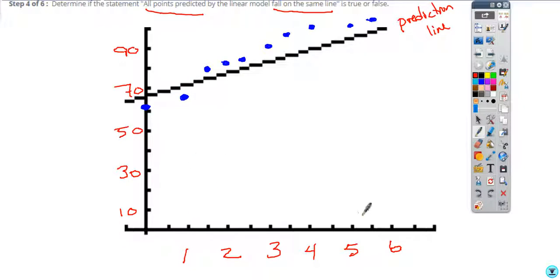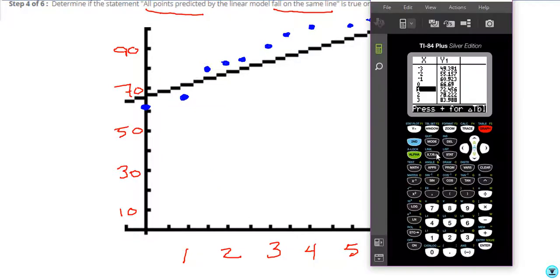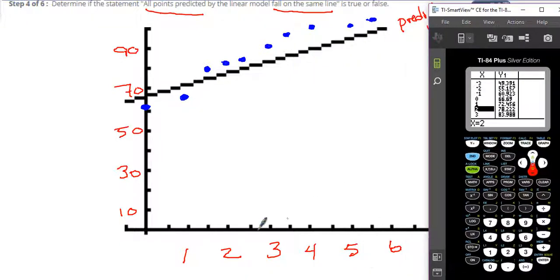If I plug in 2, let's go back to our calculator. If I plug in 2, I get out 78.22. So I go over 2, I go 78. So this is 70, that's 80. So 2 be 78.22. That's really close to be. This is on the line. It's just, the graphics here aren't making it perfect.